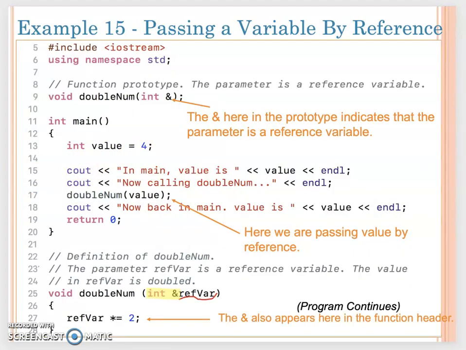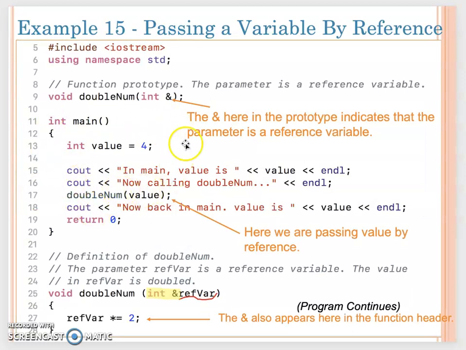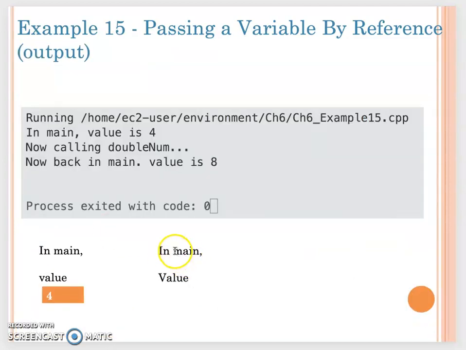So when we define the value equal to 4, what happened is I reserve 4 bytes in the memory location. Then I'm using the value variable to refer to this location. Now I assign the value equal to 4. So that's the main function memory location. Then we call the doubleNum function.